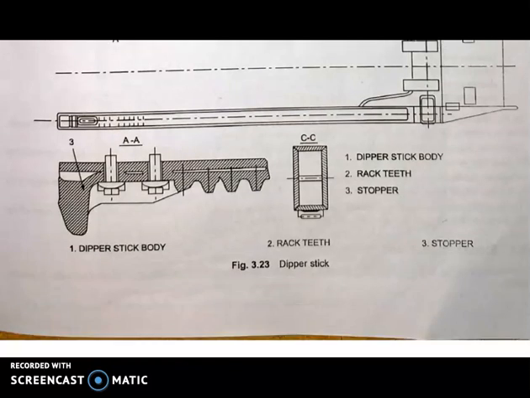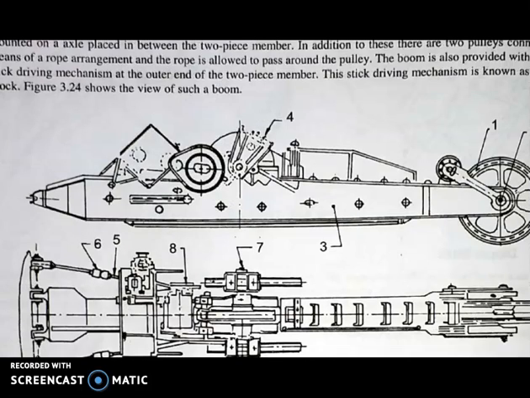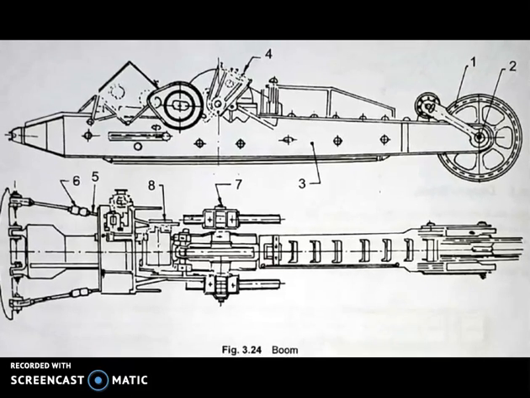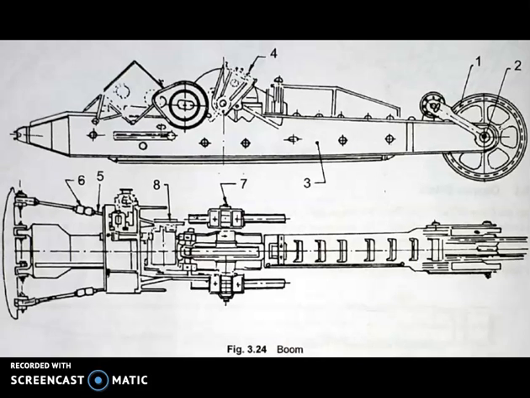The next one is the boom. So students, here is the picture of the boom. The boom consists of a two-piece member pinned at its bottom end to the turntable of the shovel. This permits the movement of the boom in a vertical plane. The two-piece member has an axle at its top end. These are the two booms.